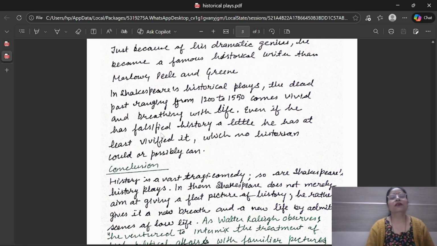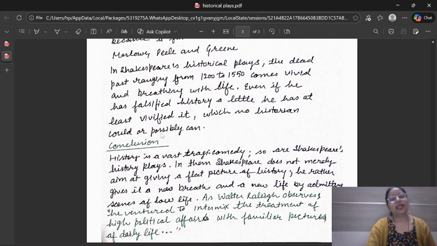But with Shakespeare's plays, we found that these plays got a light, a brightness. Even if he has falsified history a little, he has at least vivified it. So he has presented the history of this period in a very elaborate way, though he falsified history, which no historian could or possibly can. So, in this way, we have done. Now, let's take the conclusion.